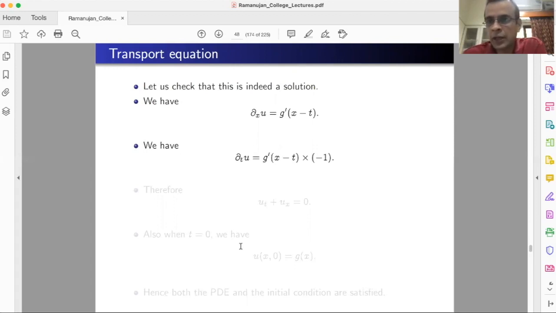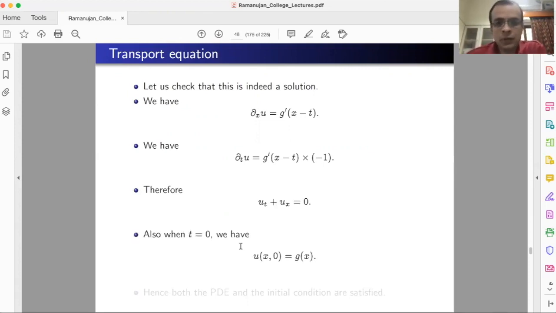Now for d_t u, I have to use the chain rule. So I have d_t u is g prime of x minus t times the derivative of x minus t, which is -1. Okay, but because there is a minus sign, now you observe that just adding d_t u and d_x u, it's actually equal to 0.